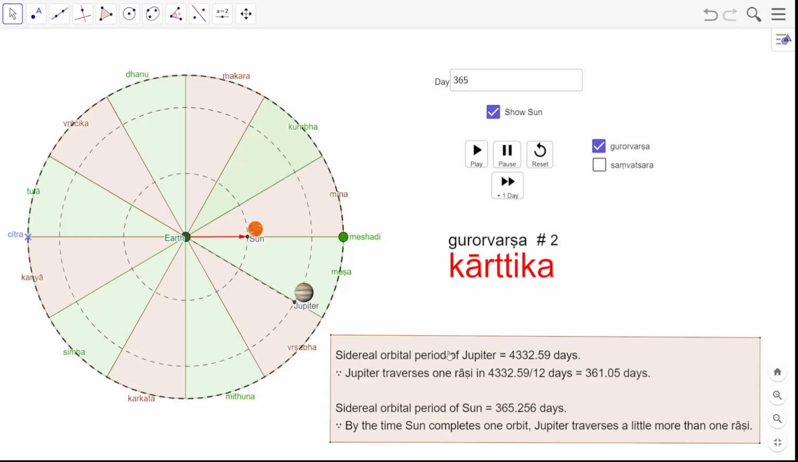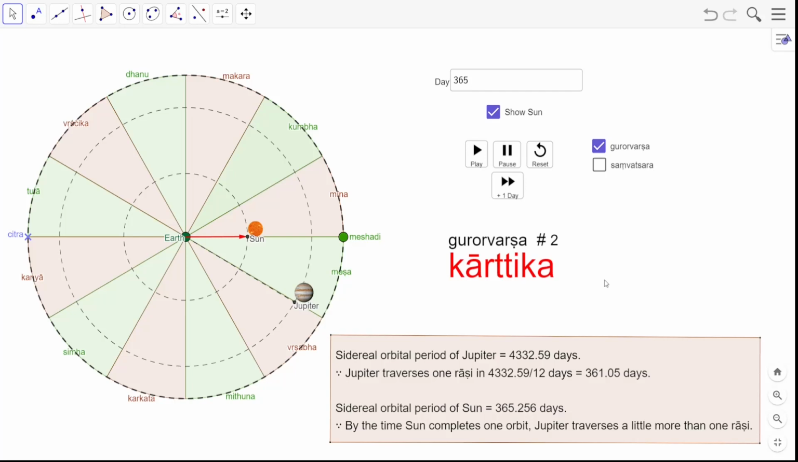So 361 days, I have written that here, is the time taken by Jupiter to traverse one Rashi. Whereas we all know the sidereal orbital period of the Sun is 365.256 days. Therefore, by the time the Sun completes one orbit, Jupiter traverses a little more than one Rashi. It finished off Mesha, it's moved a little bit into Vrishabha. You can even spot that here with that dotted line. So that is why this is called Gurorvarsha, because it takes 361 days.